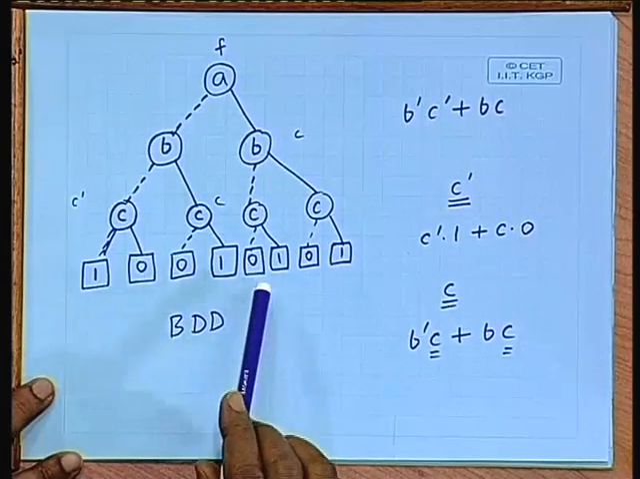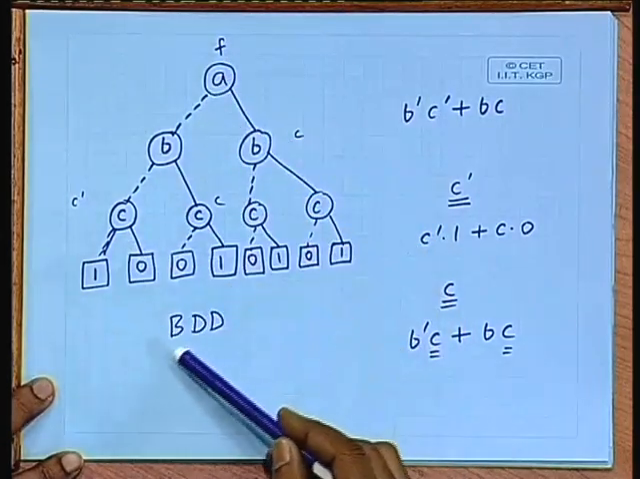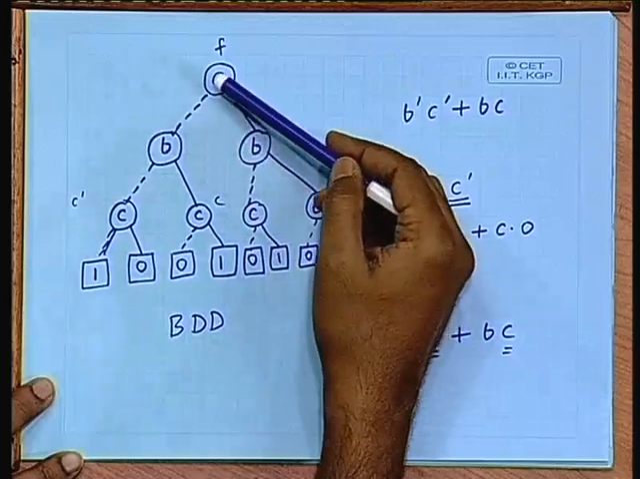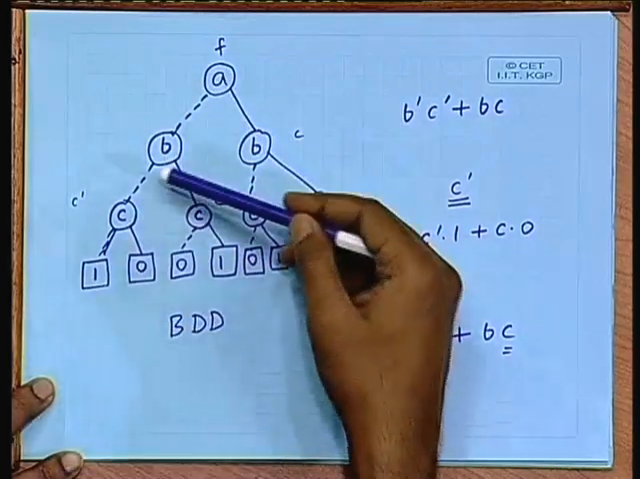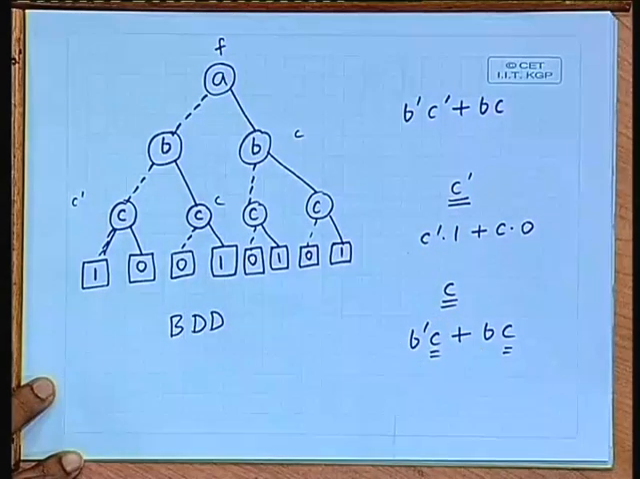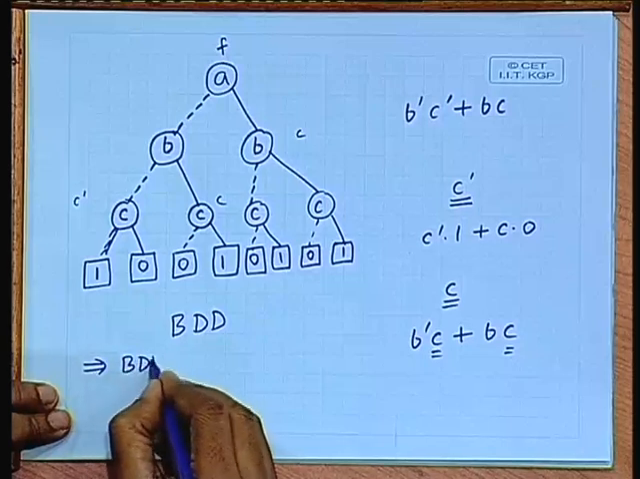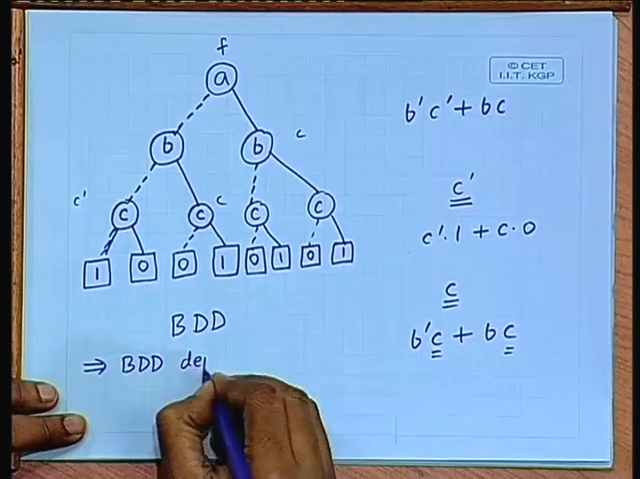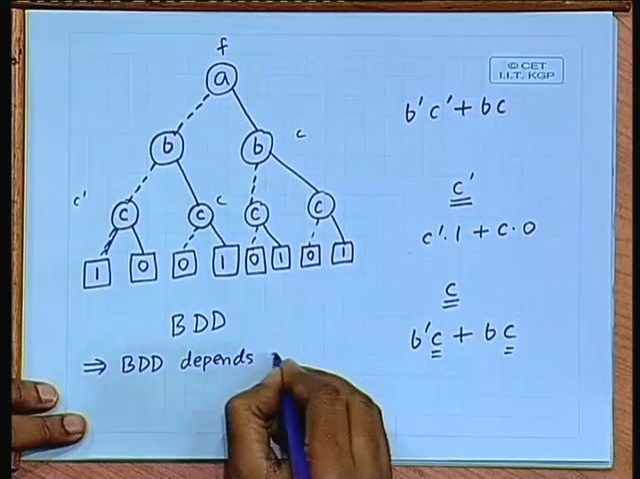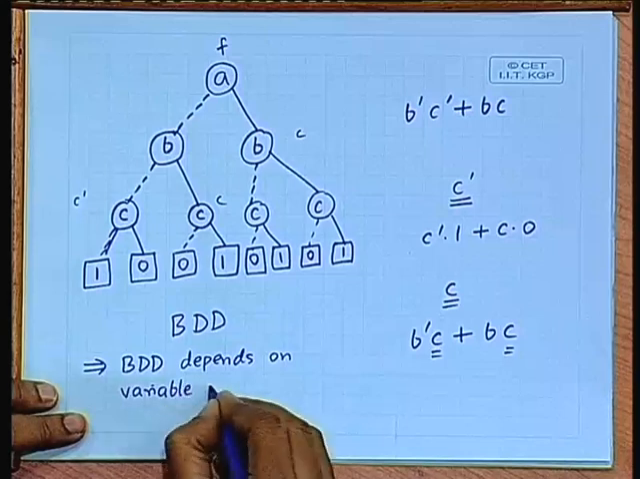Now I earlier mentioned that this binary decision diagram is not a canonical representation, meaning it is not unique, because the same function, if you have tried to draw the BDD by using a different variable ordering, like you have taken B first, then A, then C, then your diagram would have been different, right. So the point to note is that the binary decision diagram BDD depends on variable ordering.